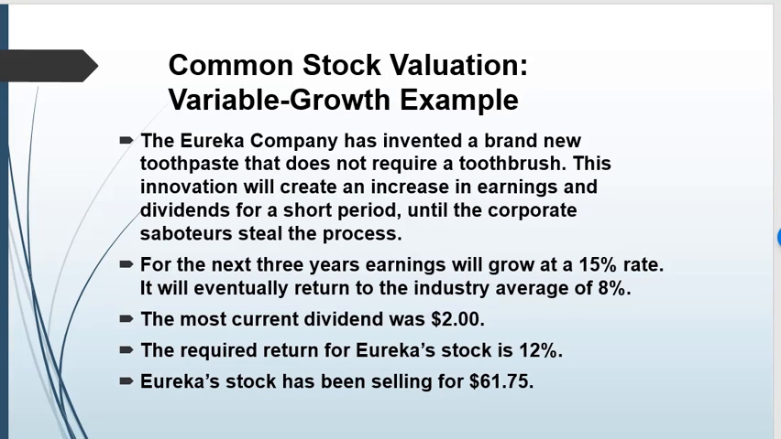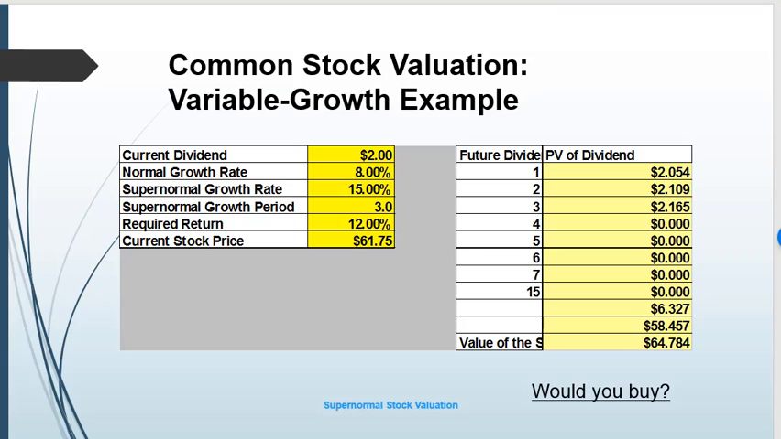So this company has a new toothpaste that doesn't require a toothbrush. They expect some increase in earnings for a short period of time until corporate saboteurs steal the process. So for the next 3 years, they think earnings will grow at 15% and eventually go back to the industry average of 8%. The most current dividend was $2. The required return for the stock is 12%. And the company has been selling most recently at $61.75. So there is a model that's referred to as the supernormal stock valuation model.